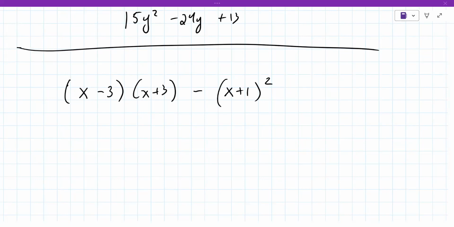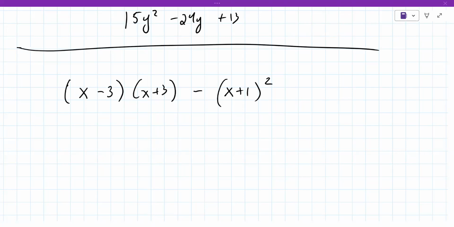x squared minus 9 in parentheses. And then x squared minus 9. And then minus x plus 1 squared. Negative x squared minus 1.